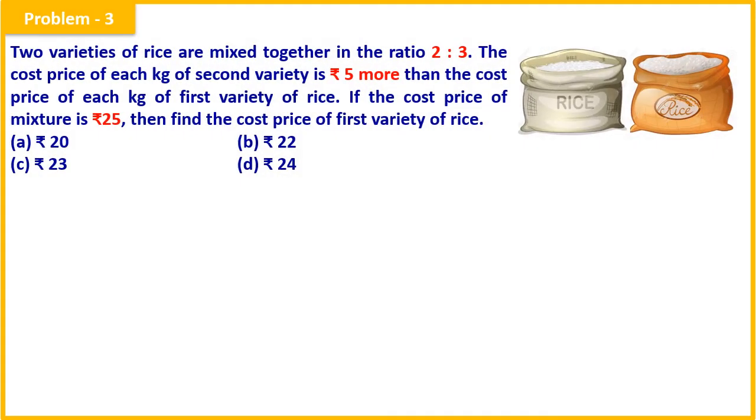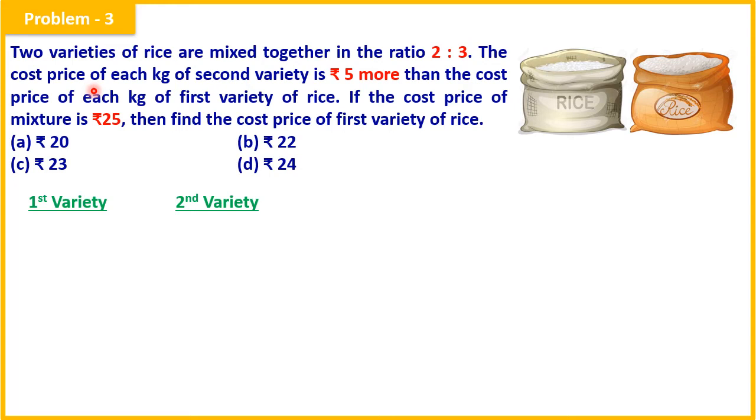Problem number 3. Two varieties of rice are mixed together in the ratio of 2:3. The cost price of each kg of second variety is rupees 5 more than the cost price of each kg of first variety of rice. If the cost price of mixture is rupees 25, then find the cost price of first variety of rice. Well, there are two varieties. I will write like this, first and second.